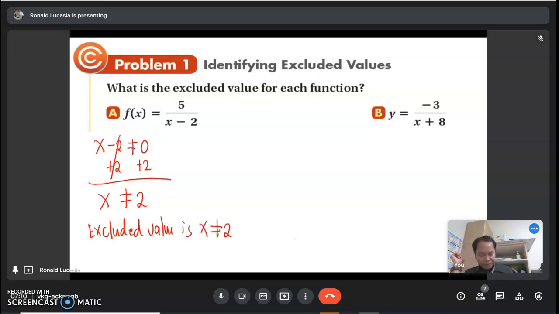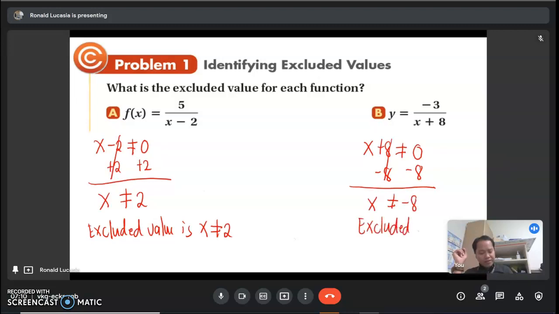For letter B, what's the value of x that will make x plus 8 equal to 0? So x plus 8 is not equal to 0. Subtract 8 from both sides. So my x should not be equal to negative 8. Therefore, the excluded value of the given function is x should not be equal to negative 8.